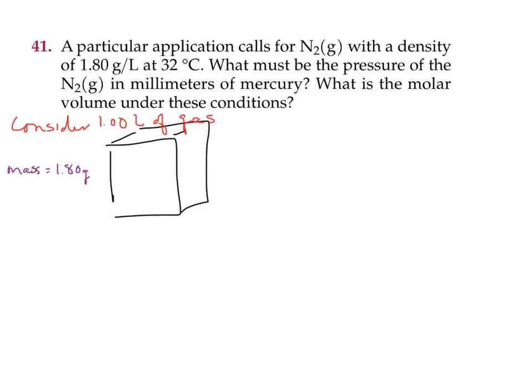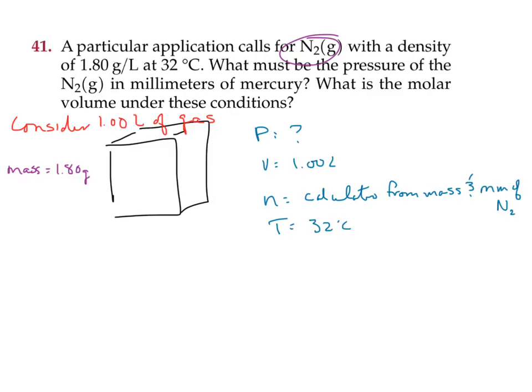This is another one where you're given a physical constant of the gas. It's 1.80 grams of nitrogen per liter. If you use as your basis 1.00 liters, of course that's going to be your volume. And you're supposed to knock out the pressure. So the number of moles you can get from the mass and the molar mass of nitrogen. Of course, the temperature you're going to need to convert from Celsius to Kelvin.